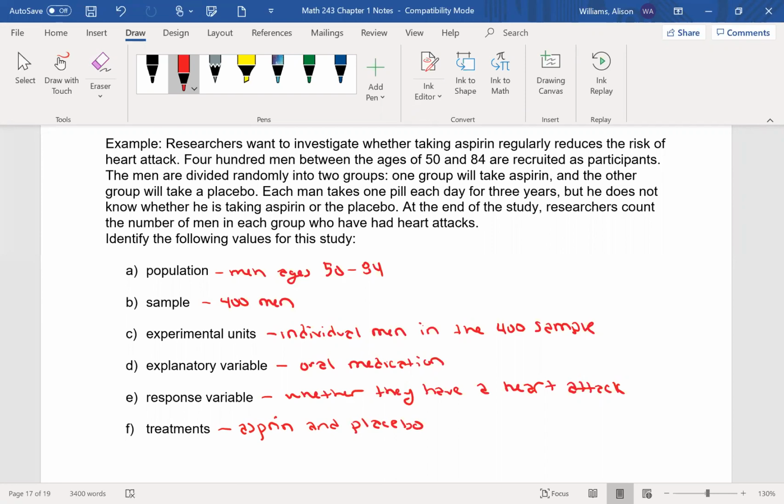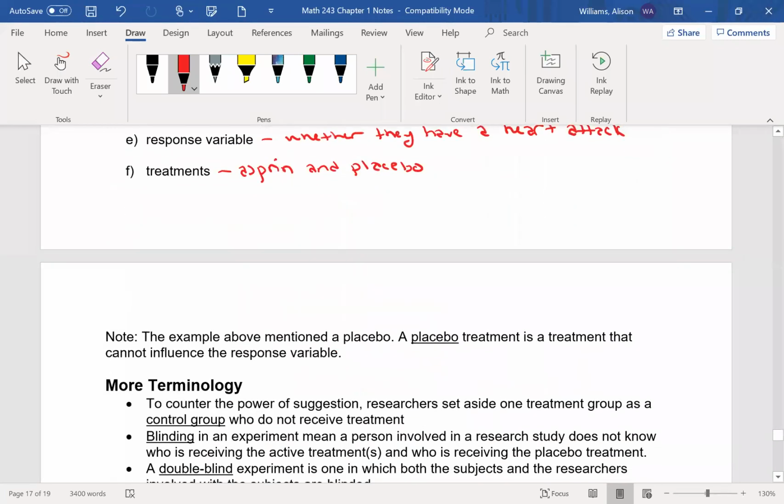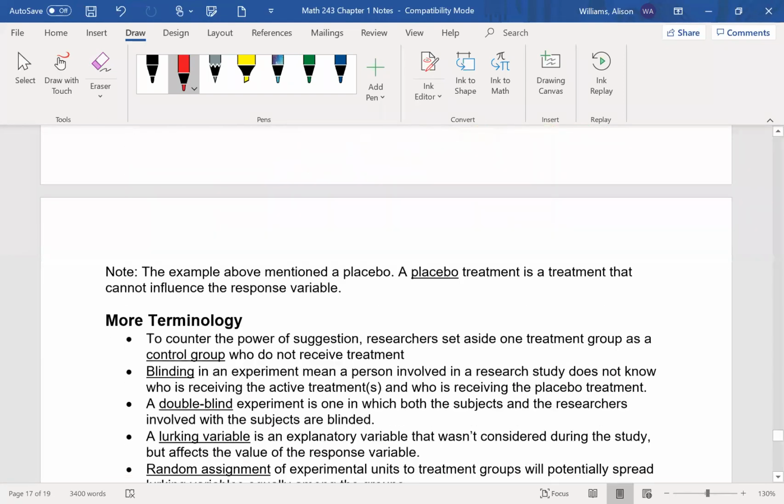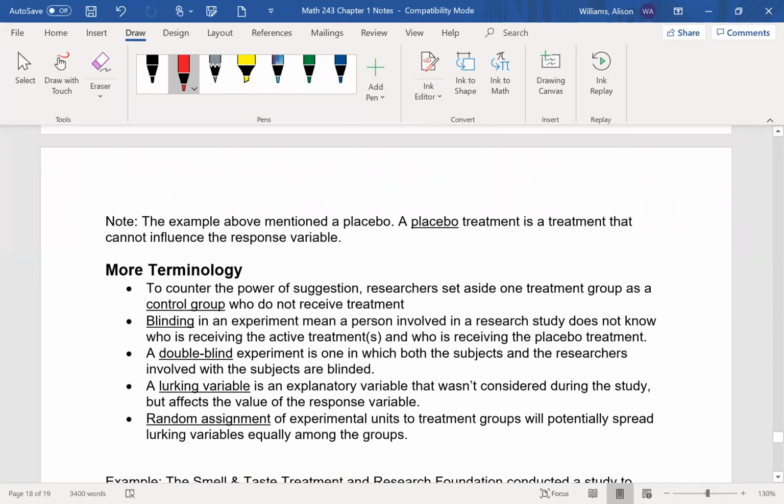Okay. Now we haven't really said what a placebo is, but they do define that real quick. A placebo is a treatment that cannot influence the response variable. So it's kind of like a control, a way of a base measurement. They often call the people who would take the placebo a control group. Okay. Oh, that's funny. That's our next little group, terminology.